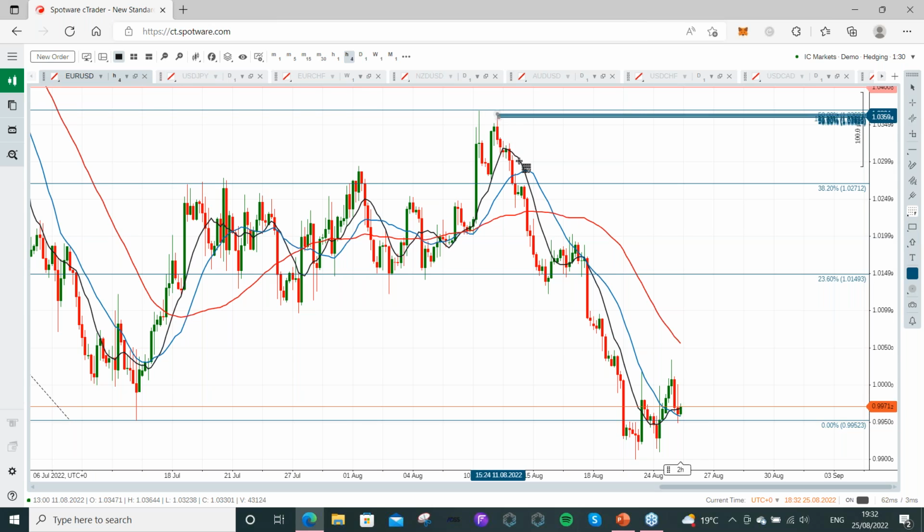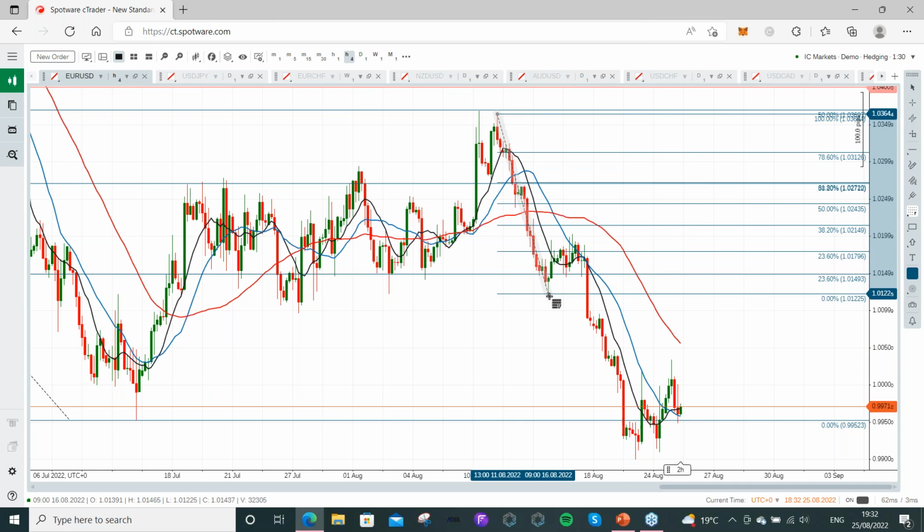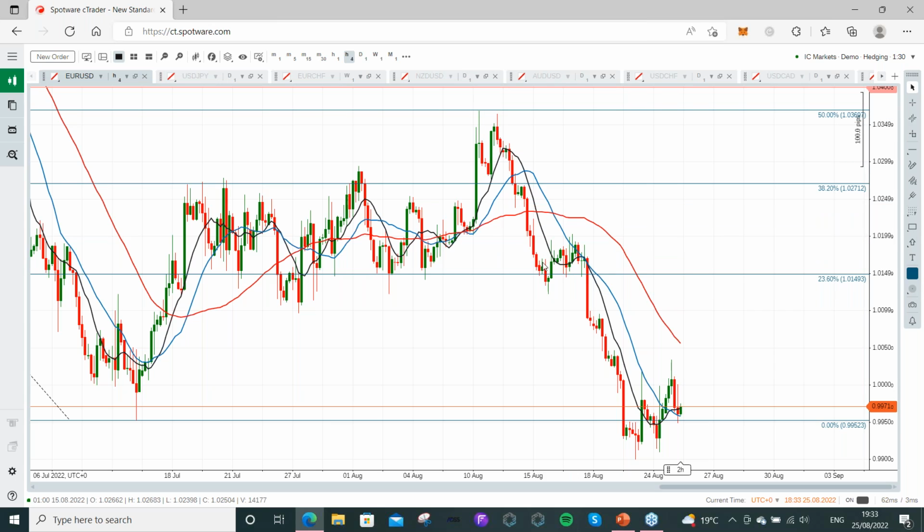Let's go from this high down to this low, and price has now pulled back to the 23.6 level, just past the 23.6 level, and that coincides with these moving averages. So that could be a potential area to look out for a continuation of that trend, and that is exactly what happened.